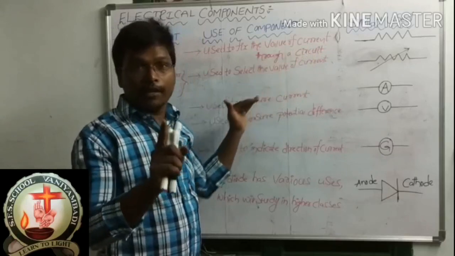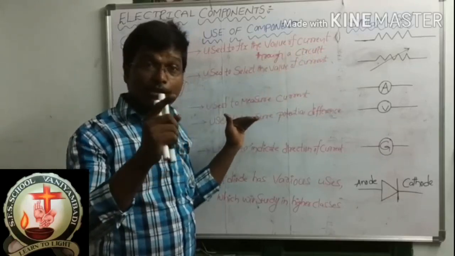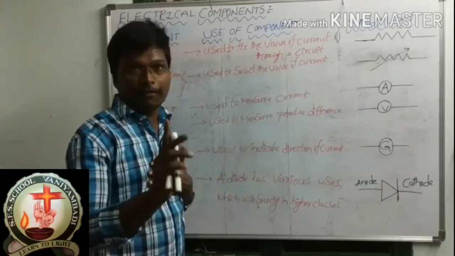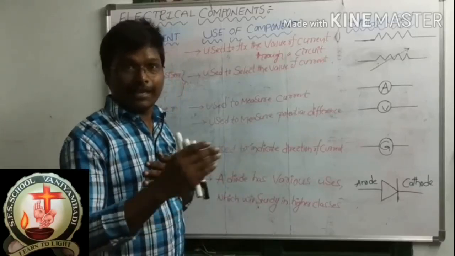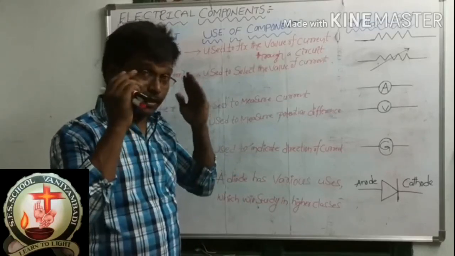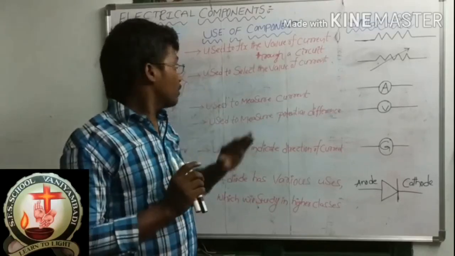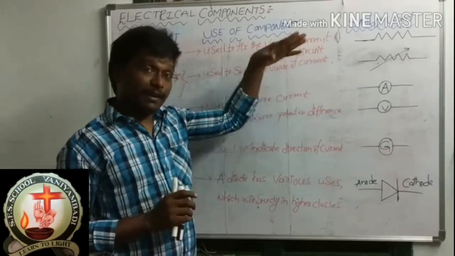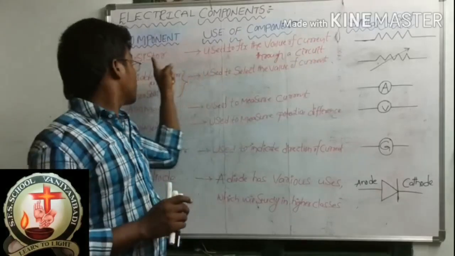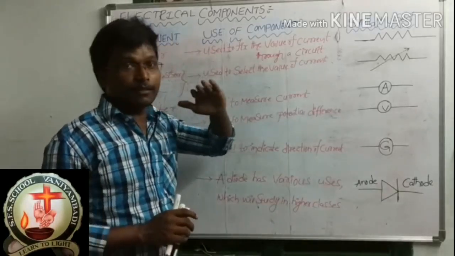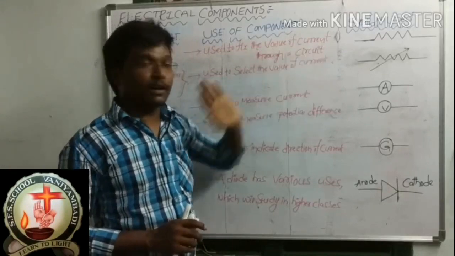I told you already what is the circuit. What is the electrical circuit? After class I will tell you. Next class I will explain what is the electrical circuit. Just keep it in your mind. It is used to fix the value of current through a circuit. In electrical circuits, by the use of this resistor, we can fix the value of current.